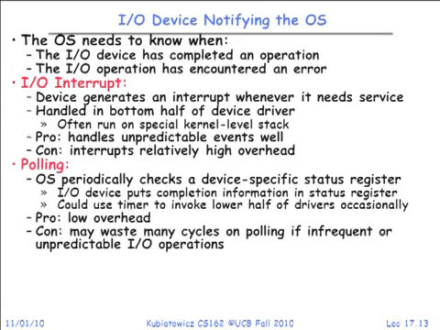Interrupts, by contrast, are much higher overhead because you have to save all the registers and do a bunch of stuff before you can actually run the interrupt handler, and then you've got to restore all the registers and come back. So interrupts are potentially higher overhead than polling.